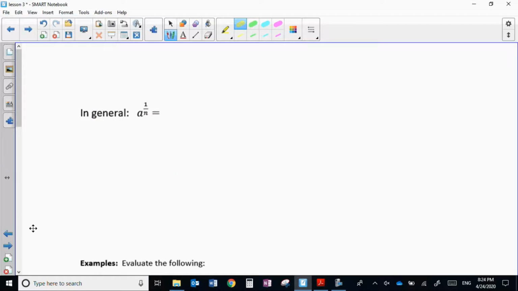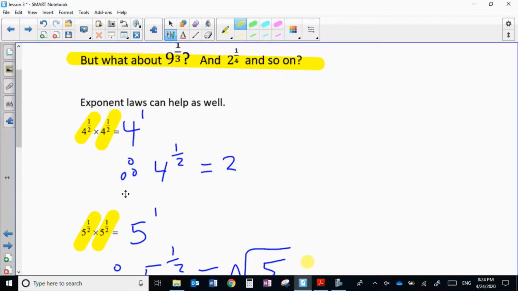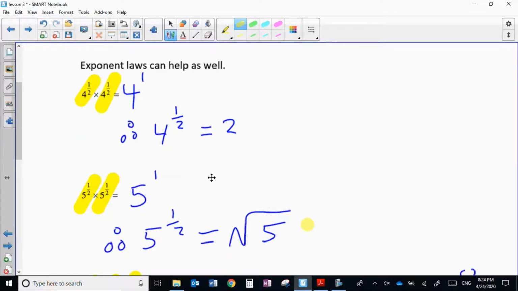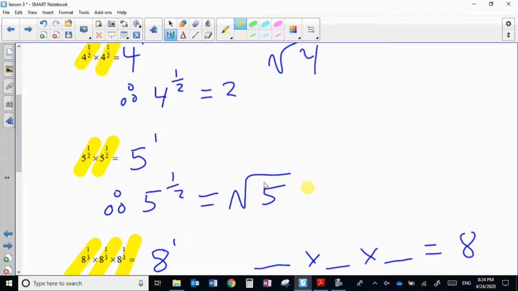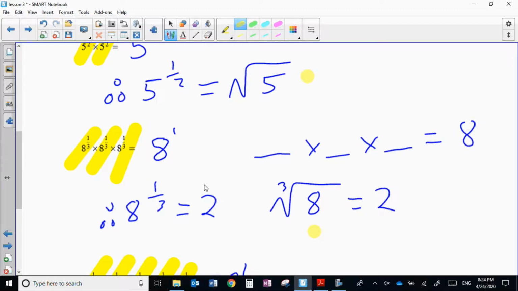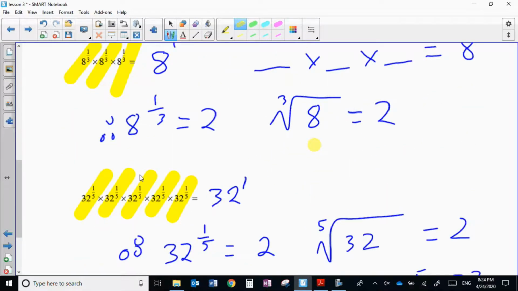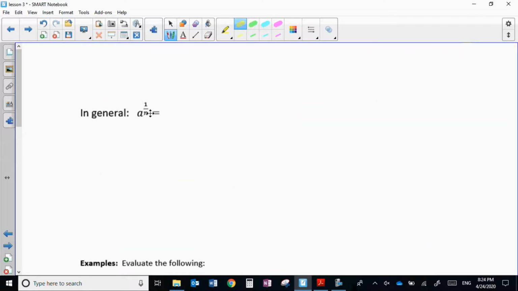In general, notice what we found here. That 4 to the power of a half was equal to the square root of 4. That 5 to the power of a half was the square root of 5. That 8 to the power of a third was the cubed root of 8. And 32 to the power of a fifth was the fifth root of 32. A to the power of 1 over n is then the nth root of a.